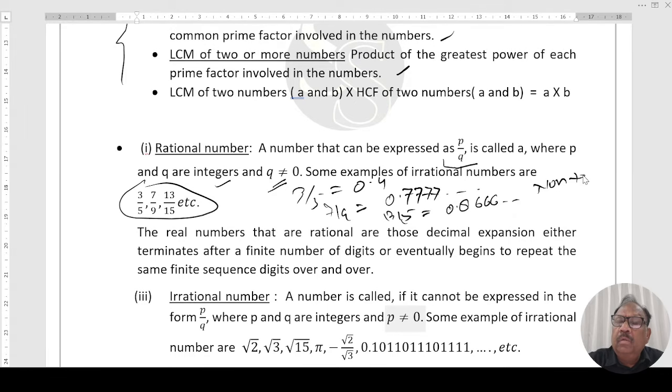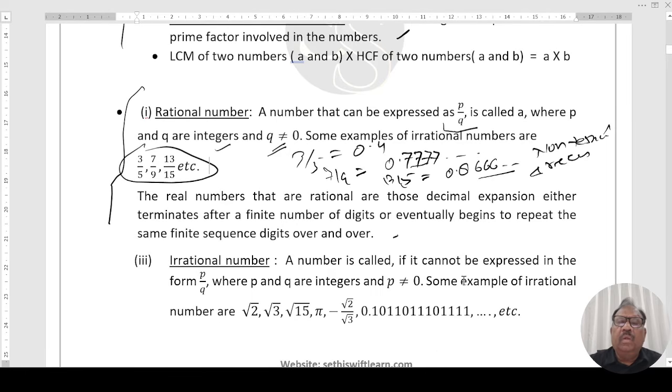Non-terminating and recurring. After a certain point, the recurring starts. The real numbers that are rational are those whose decimal expansion either terminates after a finite number of digits or eventually begins to repeat the same finite sequence of digits over and over, right? This is all about the rational numbers.